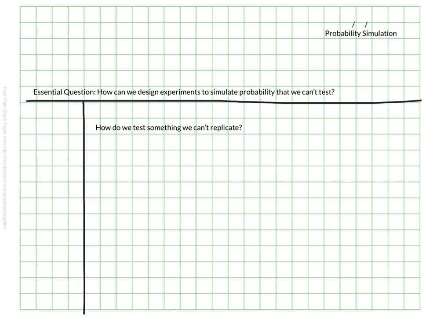For example, how would you go about testing whether it's likely that 3 puppies born in one litter are all female? To test that, we would need something to use in place of the puppies. We can't actually just on demand find that information.